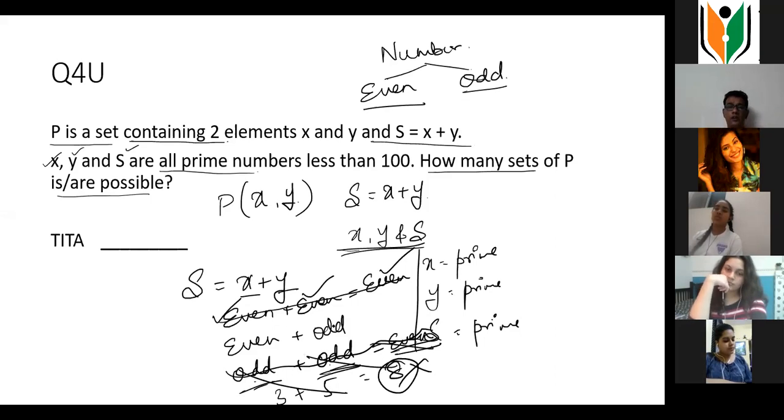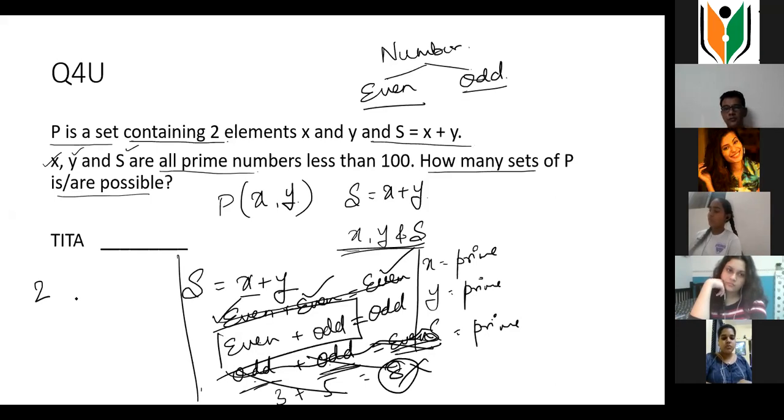So what is left in your hand? Even plus odd. What does even plus odd give you? Even plus odd is always odd. Okay. Now what are you saying? What is the question? You're saying that this even number is prime, this odd number is prime, and the sum, also an odd number, is prime. If this even number is prime, what should that number be? The only even number which is prime. There's no other number available.